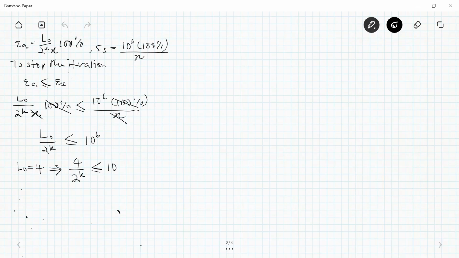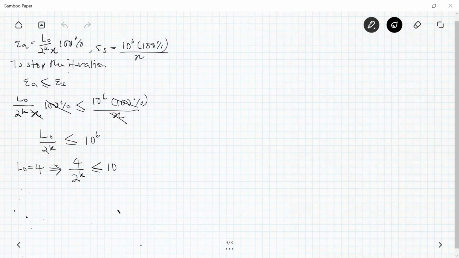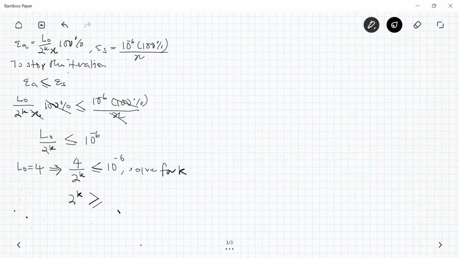Let's double check. Okay, so this is minus 6. For some reason, my minus went away when I transferred it. So this is 10 to the minus 6. Okay, and let's try to solve for k. In this case, we know that 2^k should be greater than 4 times 10 to the power of 6.